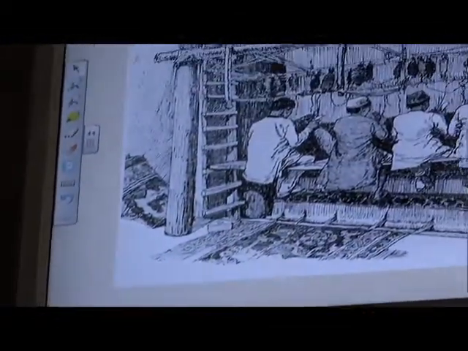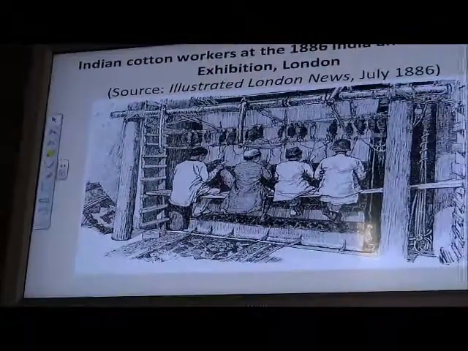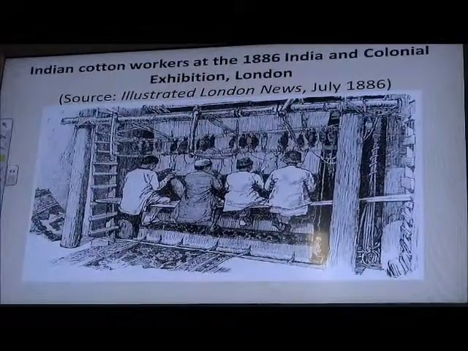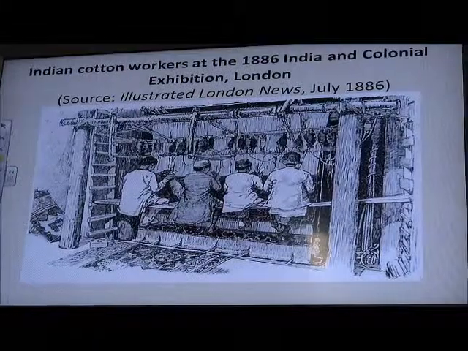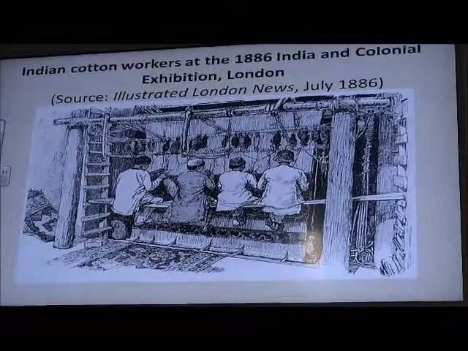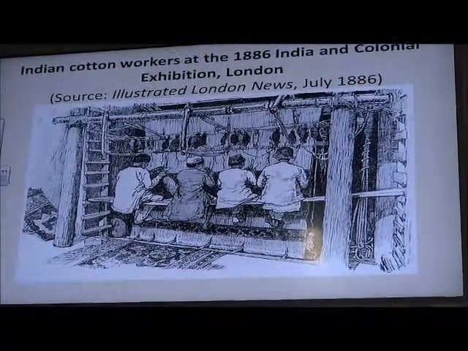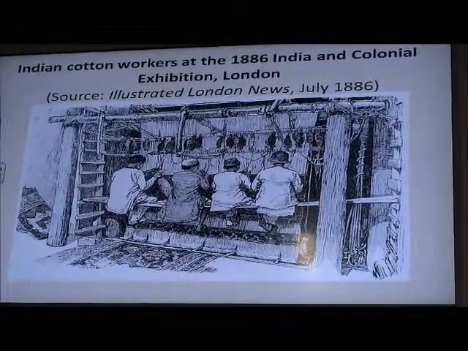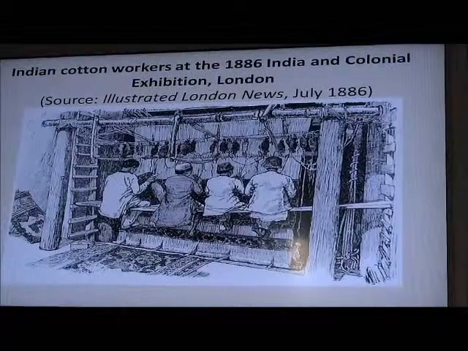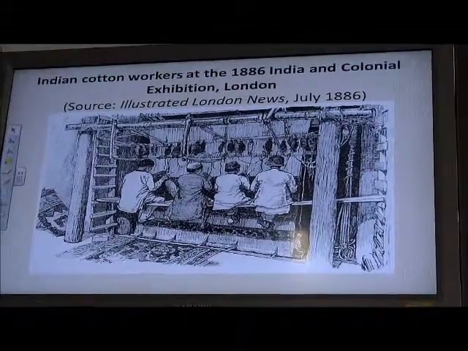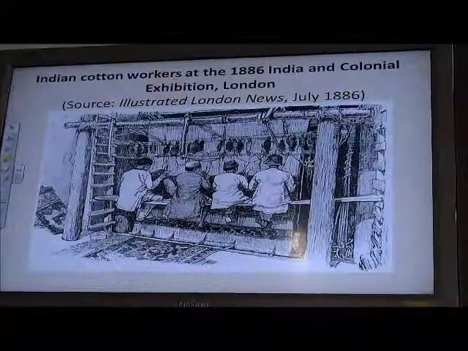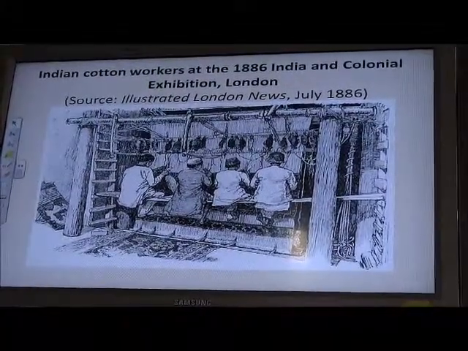And this final illustration is of four Indian cotton workers who are weavers. They're weaving rugs like that one in the front of the picture, who were actually brought over in 1886 to the Indian Colonial Exhibition more specifically, to demonstrate that skill. So cotton continued to be very much linked with India, and that was where some of the value of it came from.